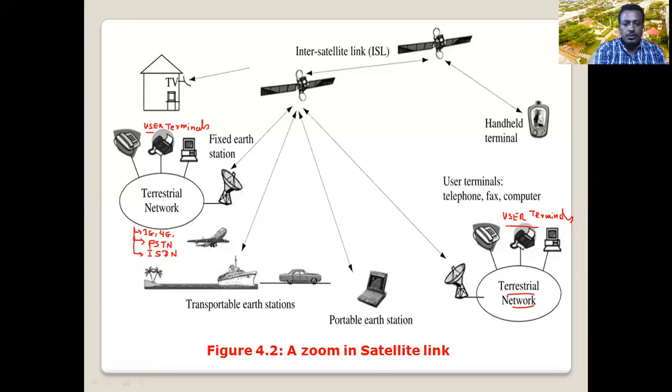this terrestrial network has what we call a fixed earth station, or you can call it gateway earth station, GES. It's called what? Gateway earth station. And here we have a link, satellite link. We call it uplink.